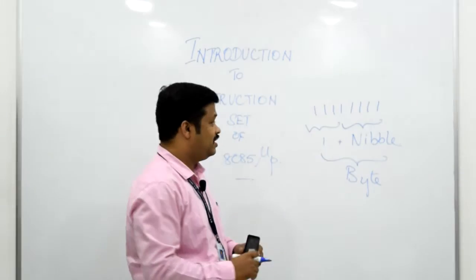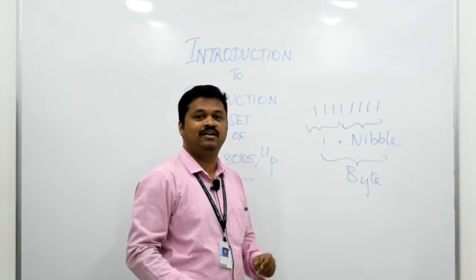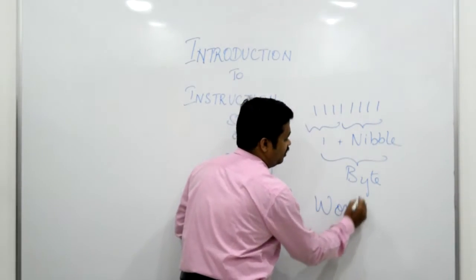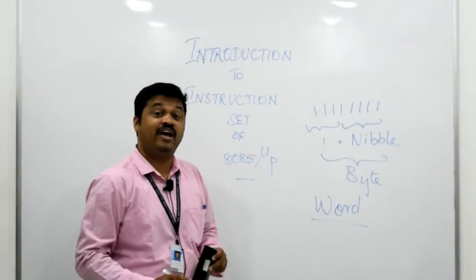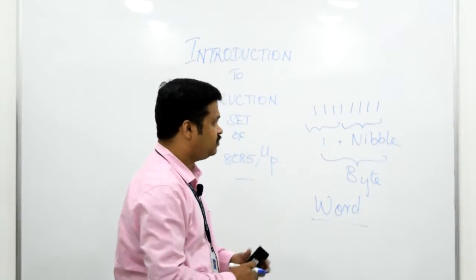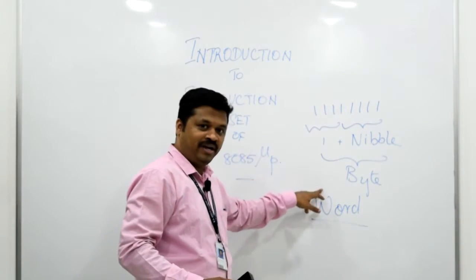So next question, what happens if I have one more byte? You call it a word. What is it? You call it a word. If you have 2 words, you call it a double word, and it goes on. So now you understood what is a bit, what is a nibble, what is a byte, and what is a word.